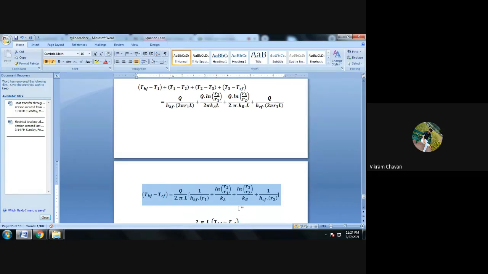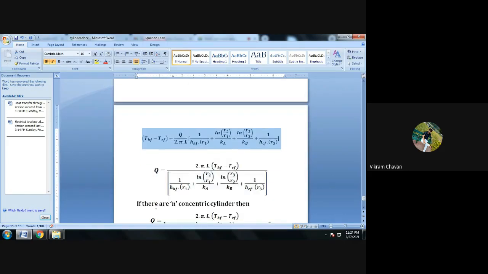Now we have to convert this equation in the form of Q, because we have to determine the heat transfer rate in the composite cylinder. So to determine the heat transfer rate in a composite cylinder, we have to convert the equation in the form of Q.